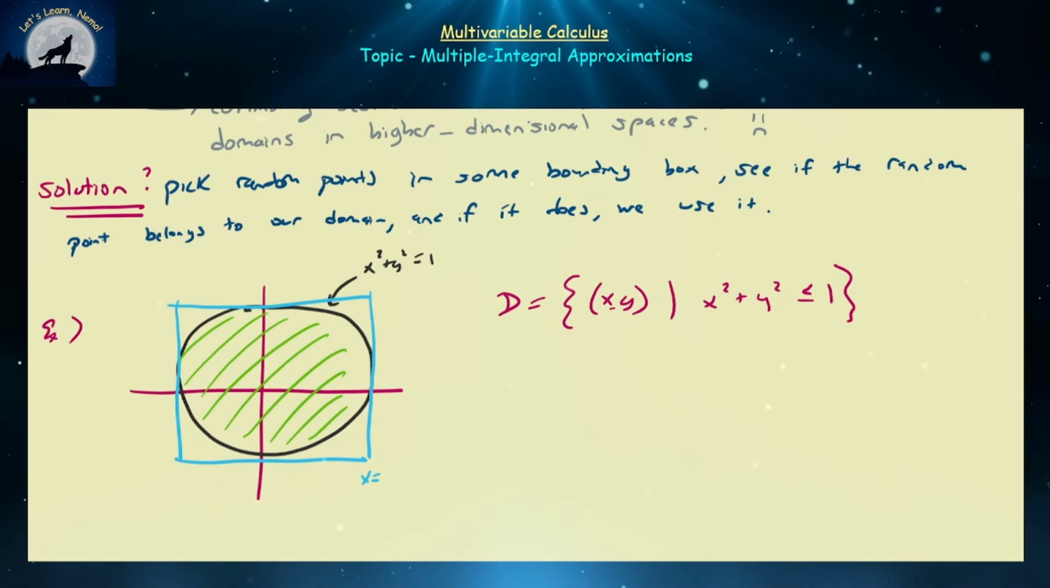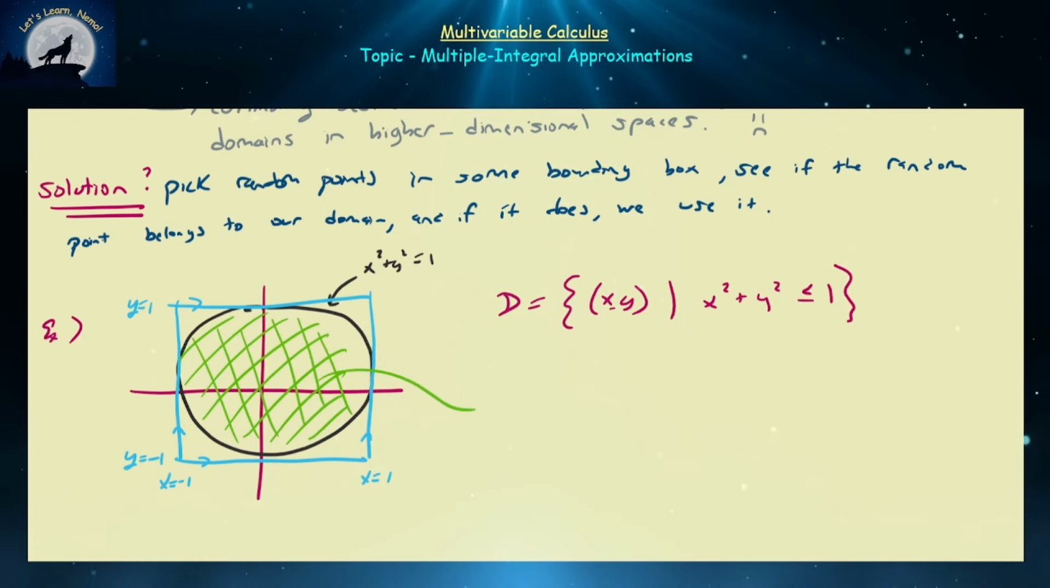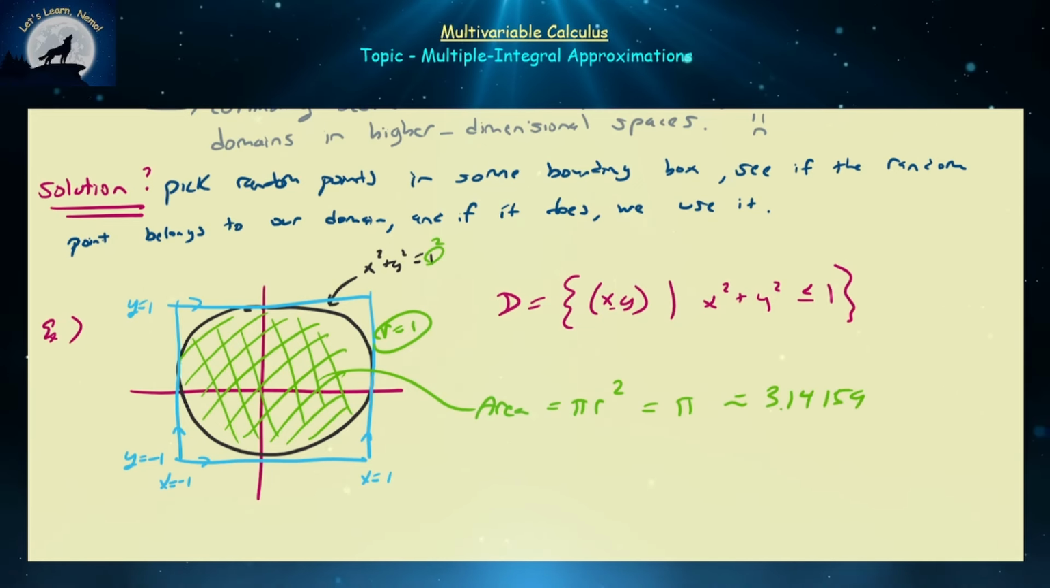For example, this is x is equal to 1, this is x is equal to minus 1, this is y is equal to 1, and this is y is equal to minus 1, right? So we know the upper and lower bounds. So if I ask you, what is the area of this region, then you should know, well, the area of a circle is just pi r squared, and the radius in this case is equal to 1. So therefore, this is just going to be equal to pi, or approximately 3.14159, and so on.